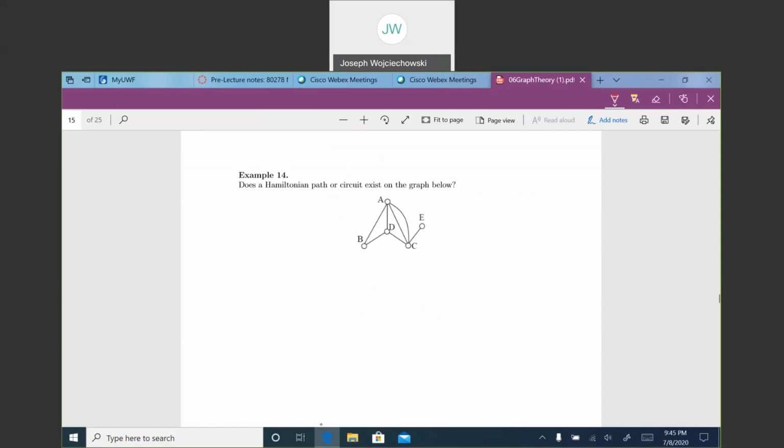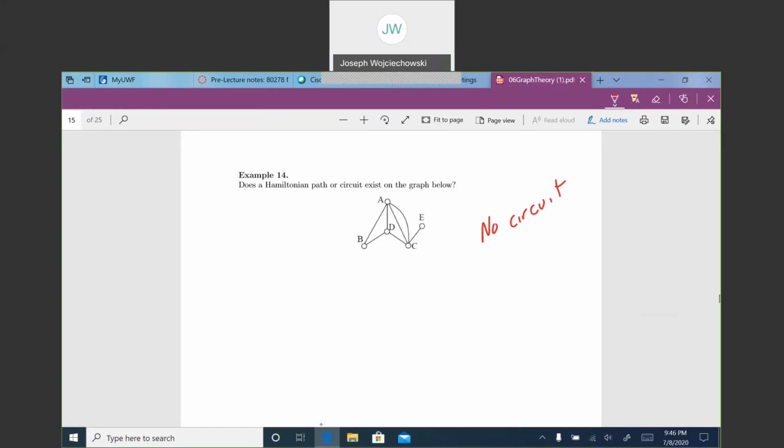Does a Hamiltonian path or circuit exist on the graph below? Well, I can tell you straight up, a circuit doesn't exist. Because in order for a circuit to exist, we have to be able to go in and out of each vertex, and E here does not have one. So no circuit. And we'll come up with an algorithm to show that here shortly.